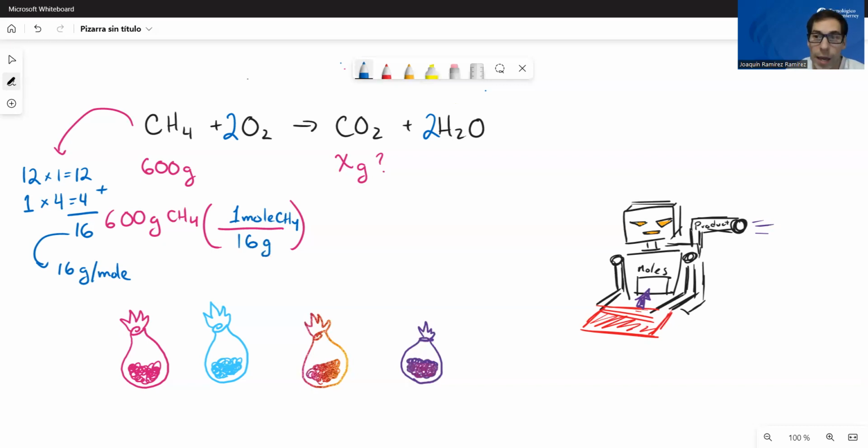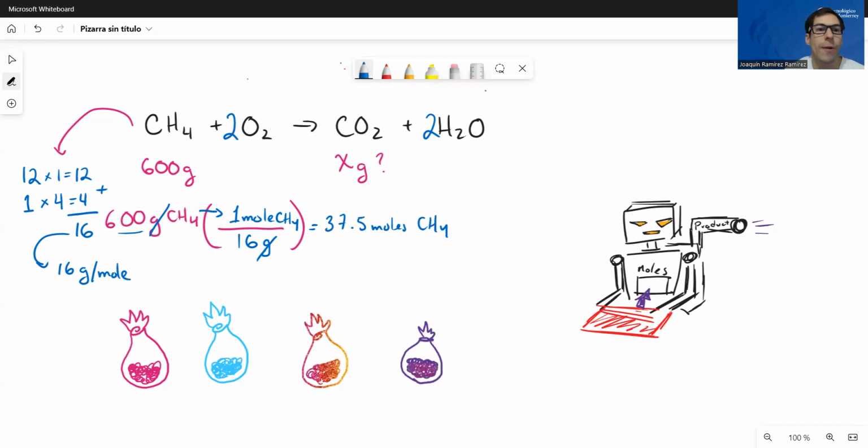So I put it this way because in that way, when I do the multiplication of this number by this fraction, you cancel out the grams, okay? And you end up with the moles of methane. So that's how you use the molar mass to convert from grams to moles, okay? So if I do this calculation, I'm going to use my calculator, 600 divided by 16, I have 37.5 moles of methane, okay?